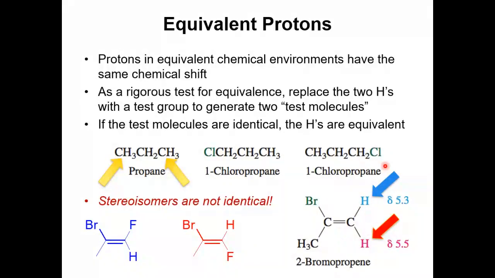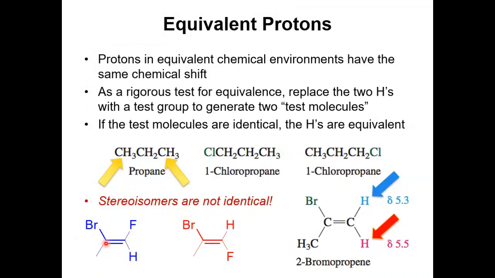So let's say you are thinking about the red proton and the blue proton. What are the same? We can use a group you don't already have to replace the hydrogen. So if we replace the blue proton with fluorine, you get this compound. And if you replace the red or pink proton here with fluorine, you get this compound. Are these two compounds the same one? They are isomers, but are they the same?